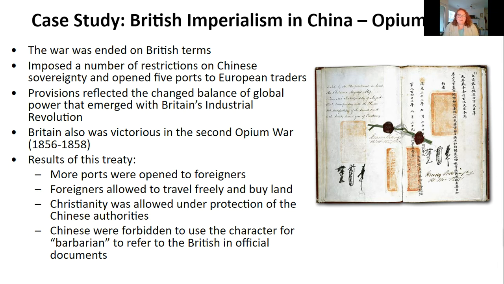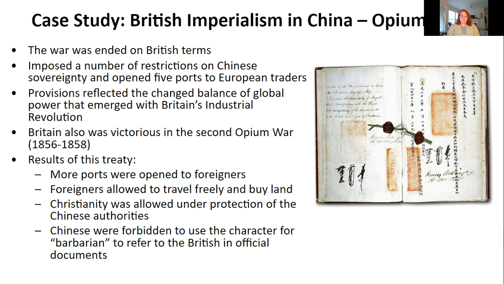So the war was actually ended on British terms. The British were making money hand over fist off of the Chinese. And when China was like, yeah, no, get out, right? The British were like, watch us. So they imposed a number of restrictions on Chinese sovereignty. That's Chinese peace and Chinese ability to govern themselves. And they opened up 5 ports to European traders. The provisions reflected the changed balance of global power that emerged with Britain's Industrial Revolution.